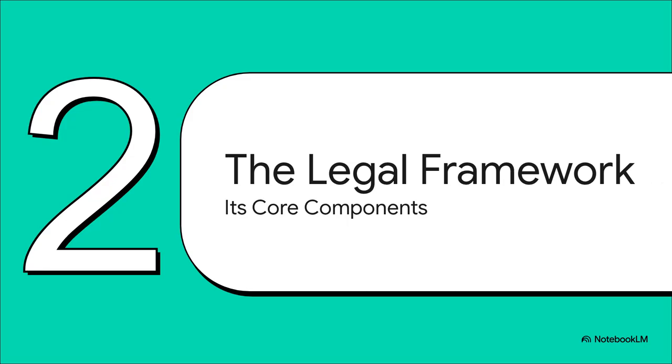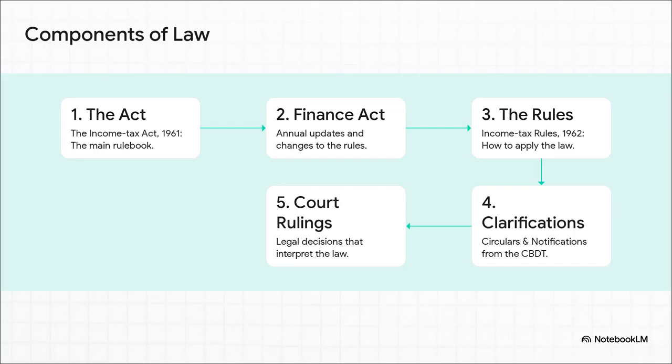All right, so we've got the why down, but what about the what? What are the actual rules of the game? Well, it's not just one simple rule book. It's actually a whole system of laws. And believe me, it's always changing. The best way to think about it is like a really complex board game. The main rule book? That's the Income Tax Act of 1961. But every year, the government releases an expansion pack called the Annual Finance Act, which adds new rules and tweaks the old ones. Then you've got the income tax rules.